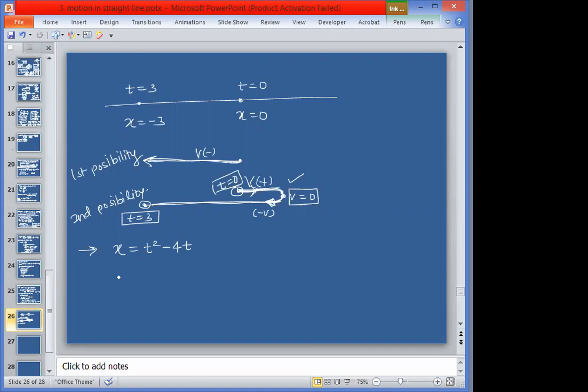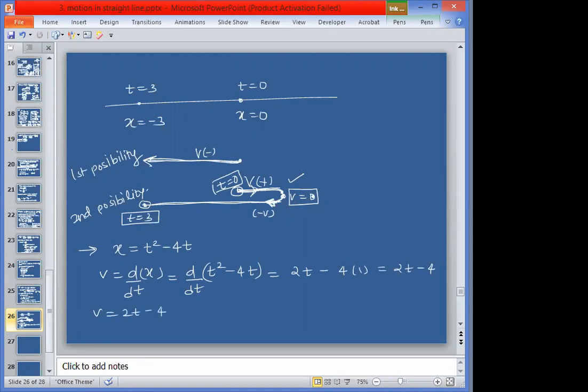Okay. So find out velocity. Velocity is rate of change of position. So d by dt of x. What is x? X is t square minus 4t. Okay. So derivative of t square is 2t, minus, as it is, 4 is a constant, constant out of derivative. Derivative of t with respect to t is 1. So answer is 2t minus 4. So this is the value of velocity. Velocity is 2t minus 4.